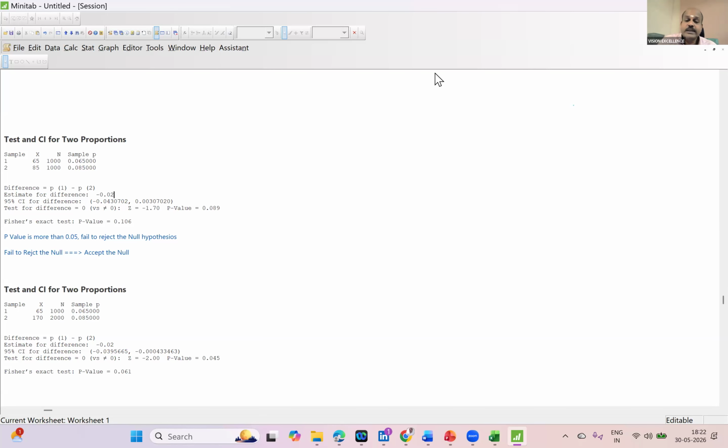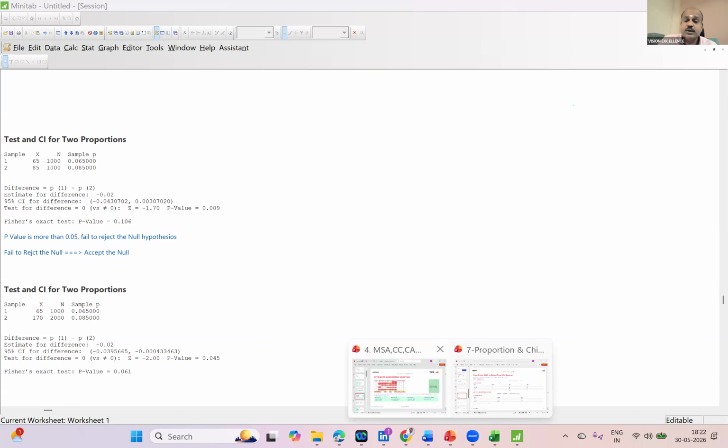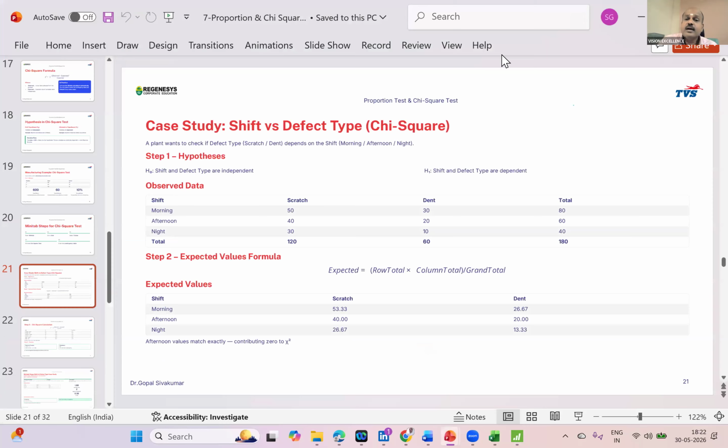How many days did you observe your process? See here, morning shift, scratches 50 and dents 30. How many days did you observe this? Let us say you got this in one day only. If you observe one more day, can the number be the same? No, sir, there will be a difference. Then why do you want to completely confine your thinking to the numbers on the screen? Are you getting it? Sir, I just got the doubt, that's why I asked.